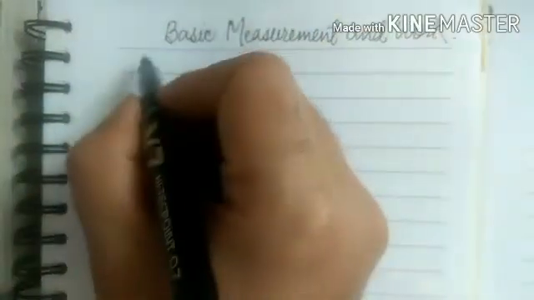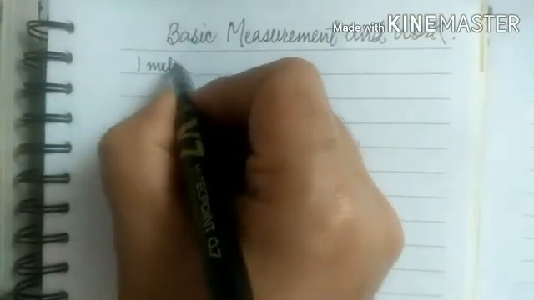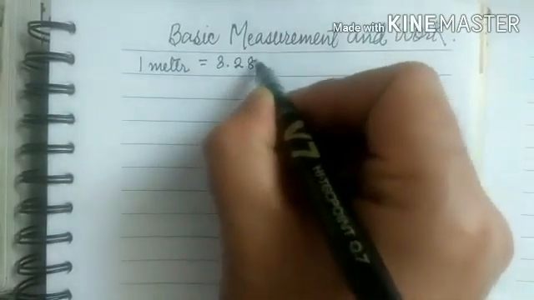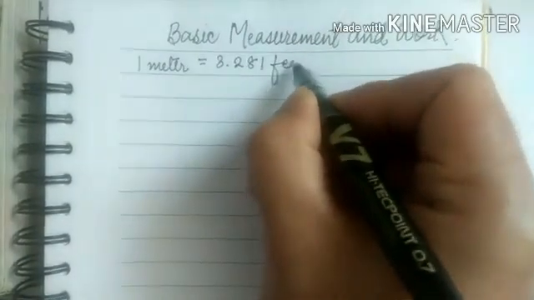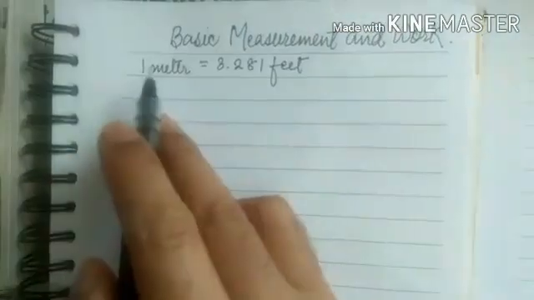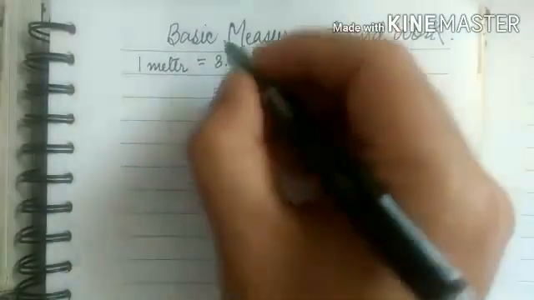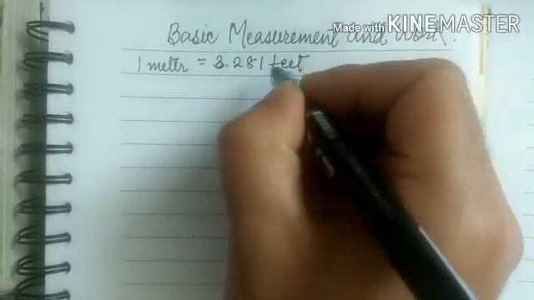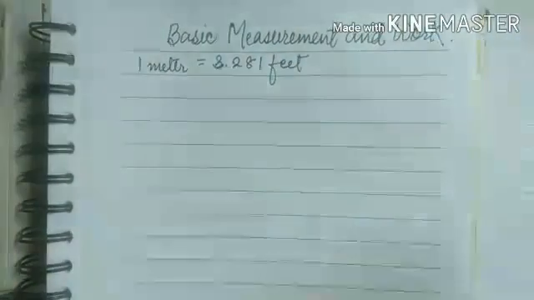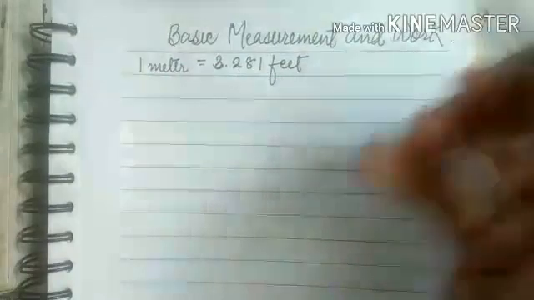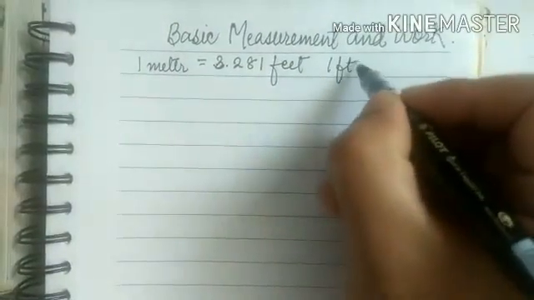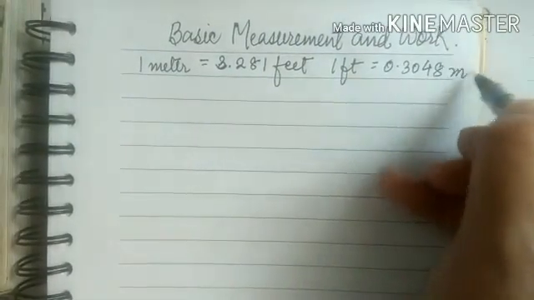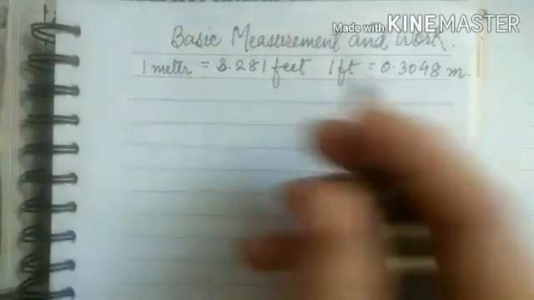1 meter. What does 1 meter mean? It's 3.281 feet. It means 1 meter contains 3.281 feet. If you convert it back, 1 foot equals 0.3048 meter. It is the conversion, and then you can reverse it.